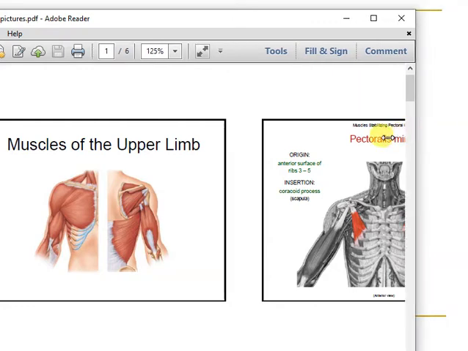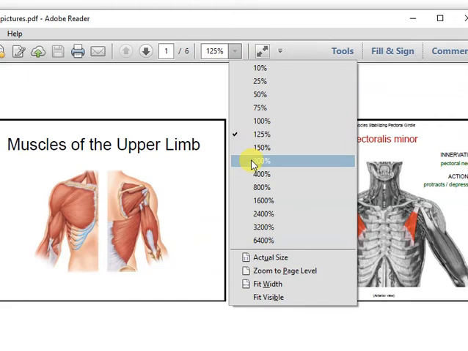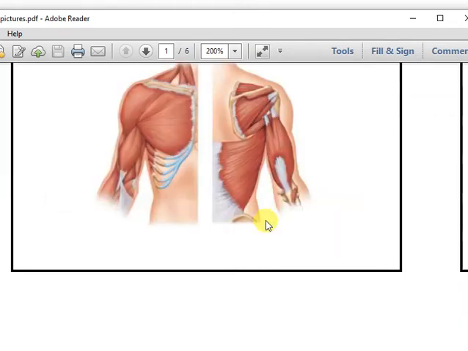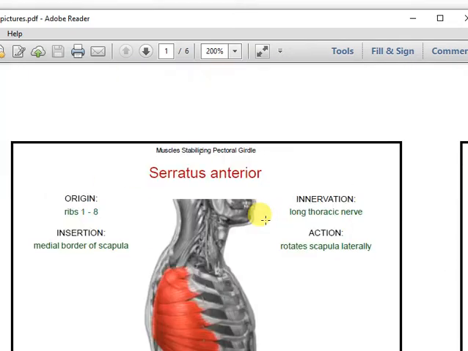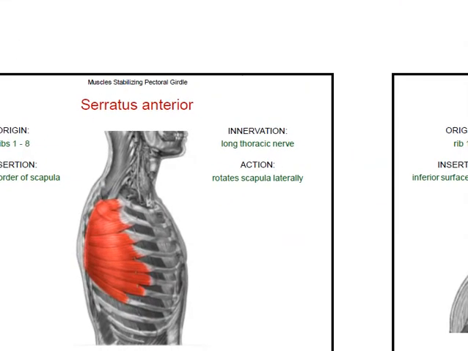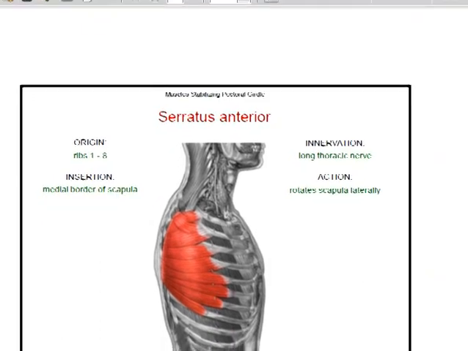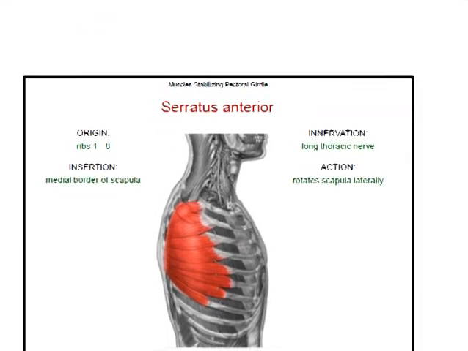Now we are going to discuss the muscles of the upper limb, and I want to discuss with you one muscle after another. Let me magnify it and see how. For example, let's start with the serratus anterior muscle. In this picture, I think you can see it. Let me do one thing here to simplify.